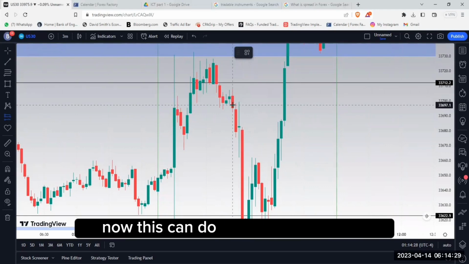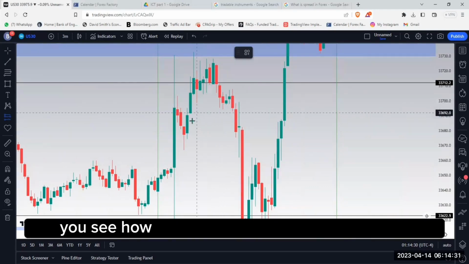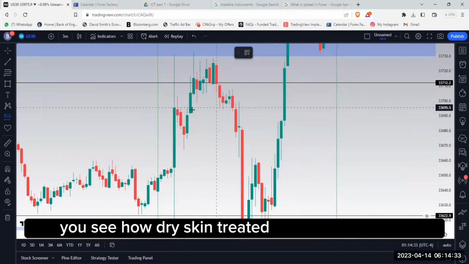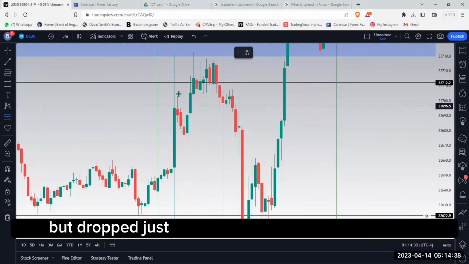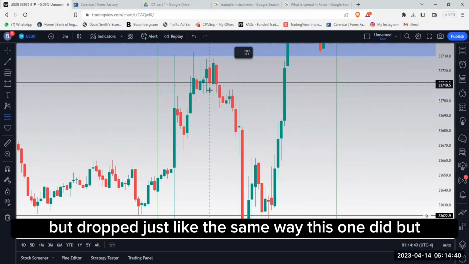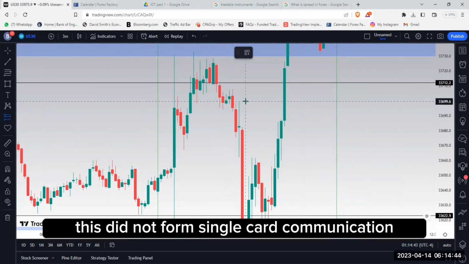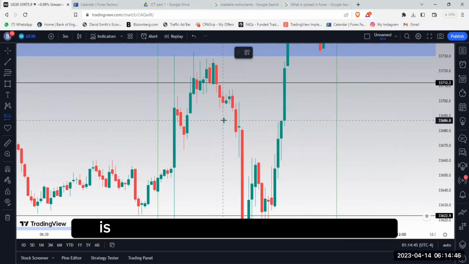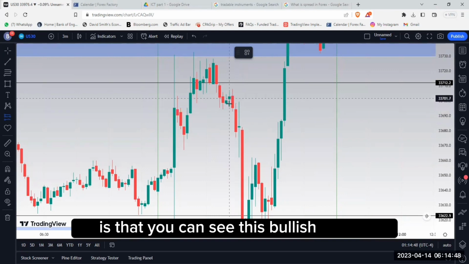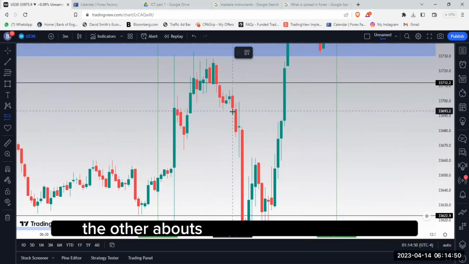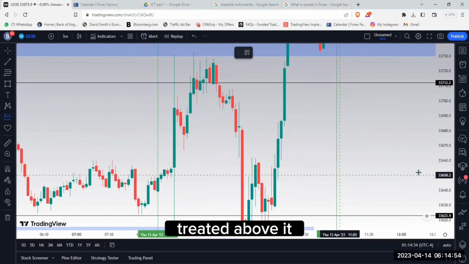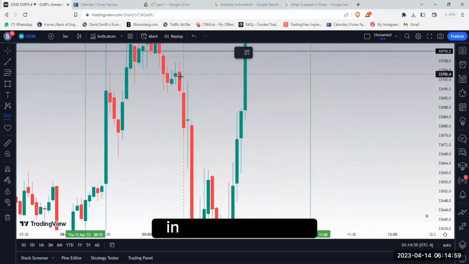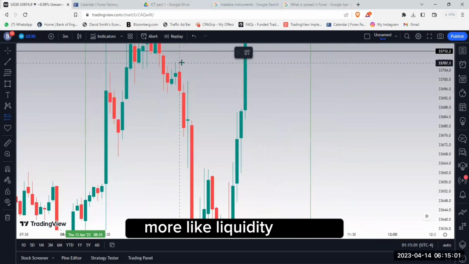Now, this particular candle, you can see how price came and traded around on top of this zone, tried going up, but dropped, just like the same way this one did. But this did not form single candle mitigation. What single candle mitigation is: you can see this bullish candle there or thereabouts. This other bearish candle traded above it. Let's just look at it very well. It traded above it, more like a liquidity sweep.